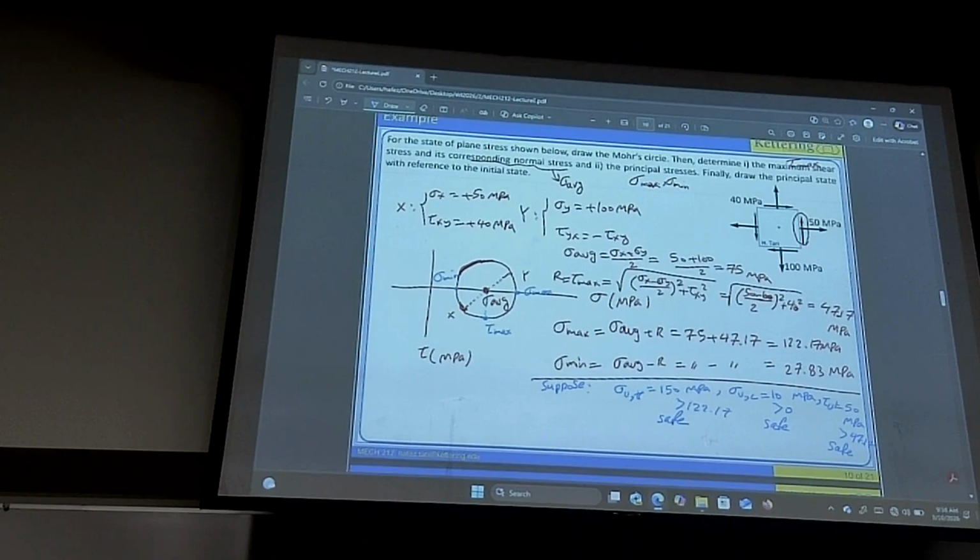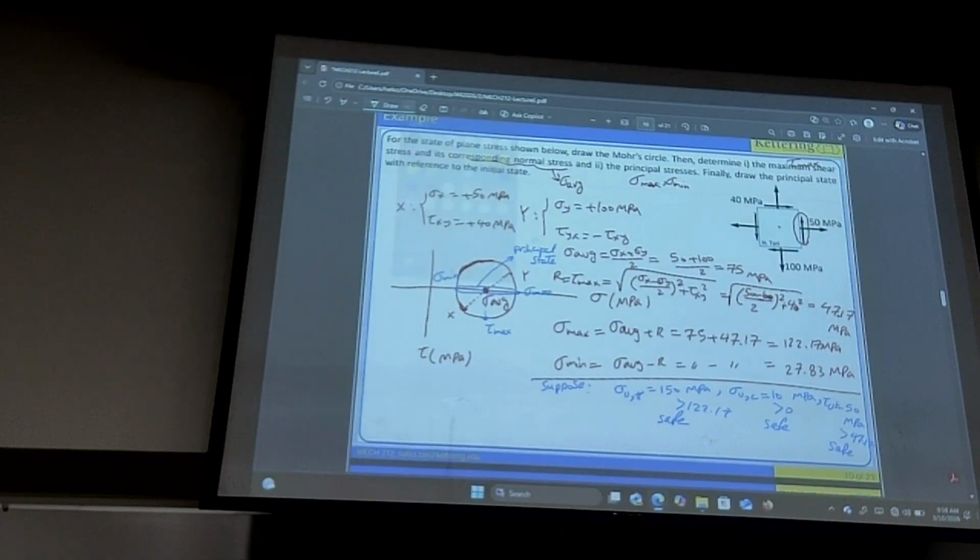Now we want to do the last one. Draw the principal state with reference to the initial state. Remember that on the Mohr circle, this is the principal state, and this one is the initial state.